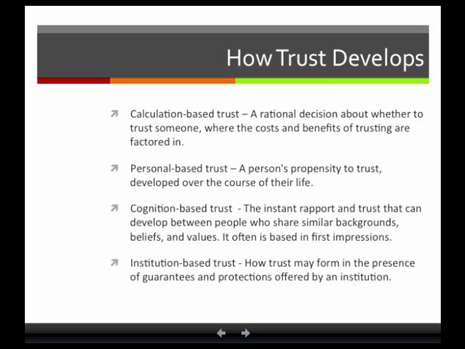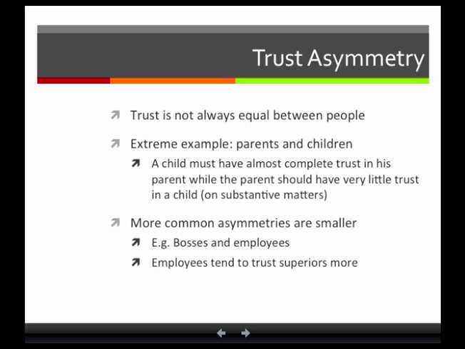But if an institution there guarantees that a person is going to behave well, we tend to trust people there more because we know that the institution will help us handle some of the risk that we're putting ourselves out there for. So these are 4 ways that trust develops. All 4 of these can factor into how we develop trust in an individual, but these are ways of separating it out.